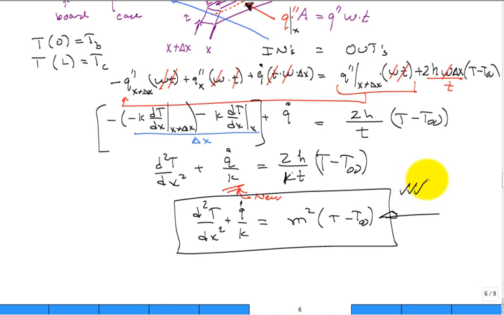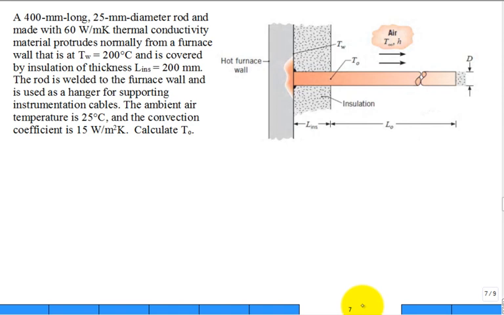Let me pause. Did I do everything okay? Or do you see anything else? All right. Let me see how much more time I have. I can squeeze this one in, and then we have a quiz, okay?